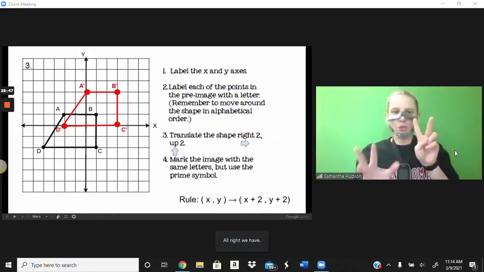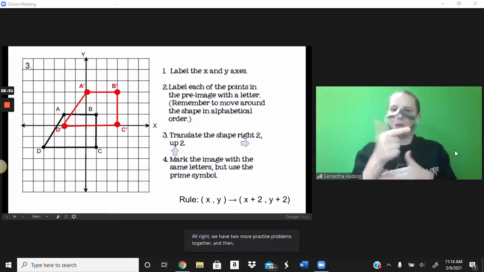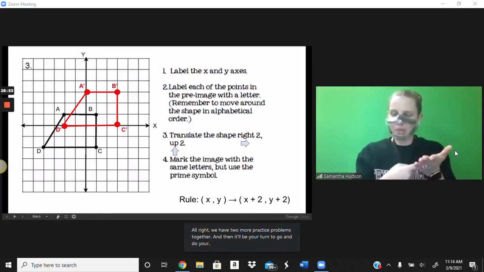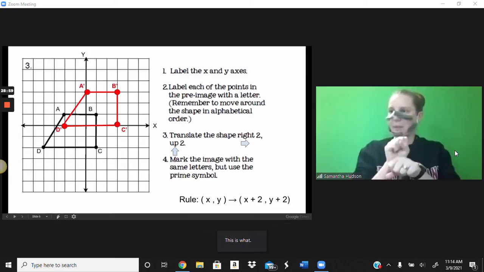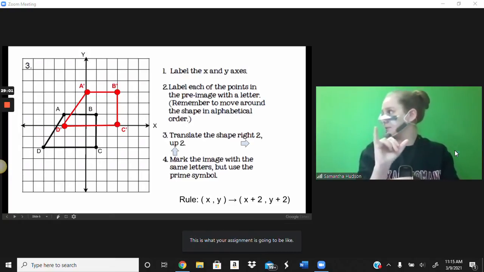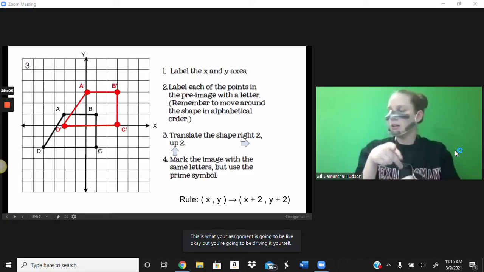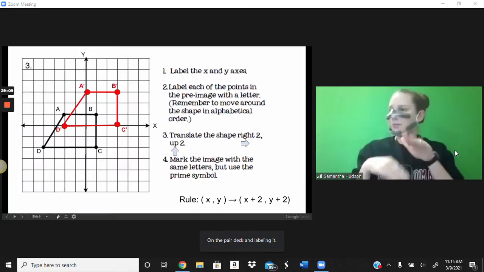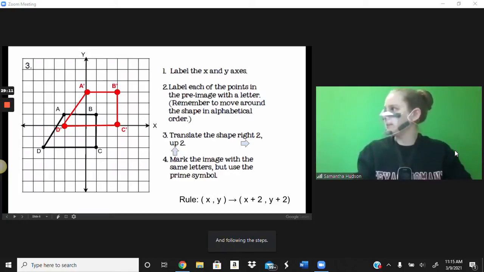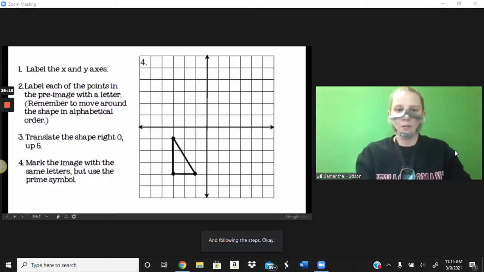All right, we have 2 more practice problems together, and then it'll be your turn to go and do your discussion. On Thursday, I need you to pay attention because on Thursday, this is what your assignment is going to be like. Okay, but you're going to be drawing it yourself on the Pear Deck and labeling it and following the steps, okay?